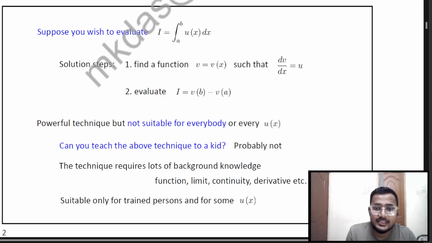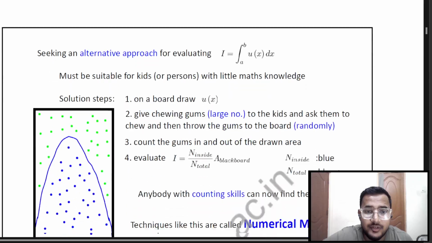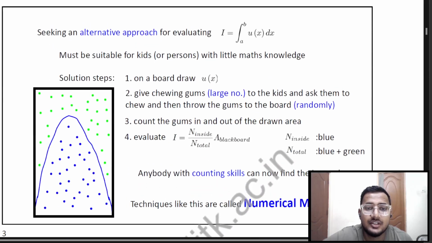So what we do is we find a method in such a way that, suppose we want to teach this technique to a kid, he will not be able to understand all the expressions shown above, because it requires a lot of background knowledge. First, the kid should know what is function, limit, continuity, derivative, etc. So it is only good for a very trained person who knows all the concepts. So what we do is we have an exercise for the kid.